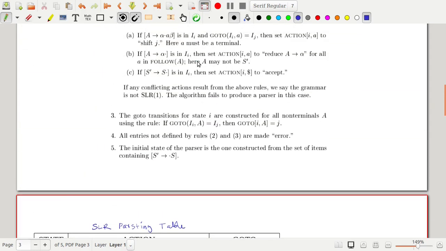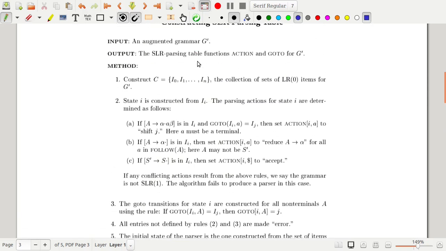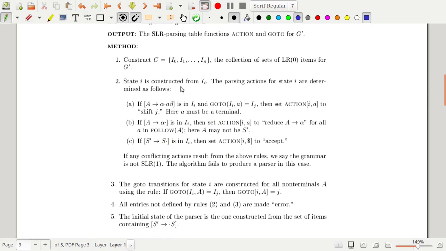Then we can consider our algorithm. First we have to construct C = {I0, I1, ..., In}, the collection of sets of LR(0) items, which we have already done. Then state i is constructed from the set of items Ii that we discussed. The parsing actions for state i are determined as follows.